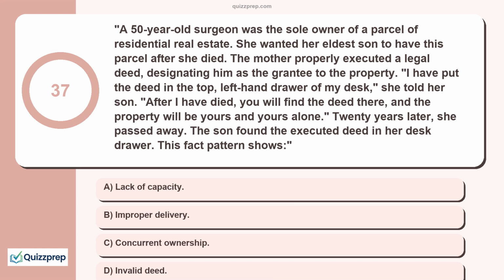Question 37. A 50-year-old surgeon was the sole owner of a parcel of residential real estate. She wanted her eldest son to have this parcel after she died. The mother properly executed a legal deed, designating him as the grantee to the property. "I have put the deed in the top left-hand drawer of my desk," she told her son. "After I have died, you will find the deed there, and the property will be yours and yours alone." 20 years later, she passed away. The son found the executed deed in her desk drawer. This fact pattern shows lack of capacity, improper delivery, concurrent ownership, invalid deed.